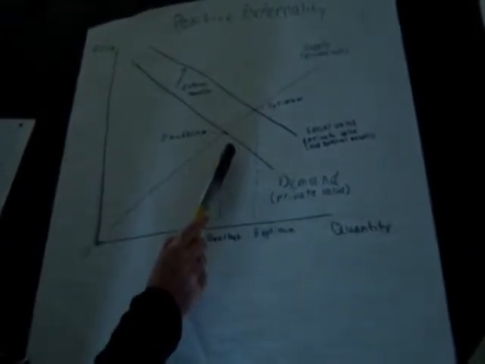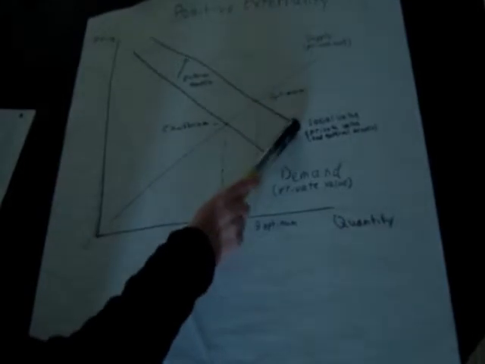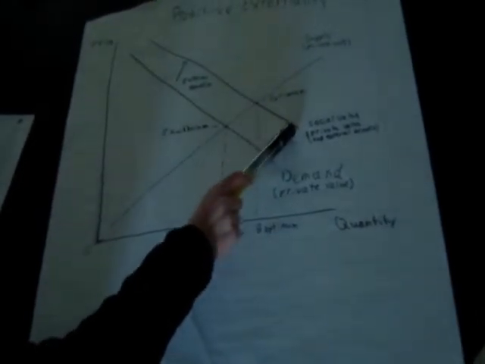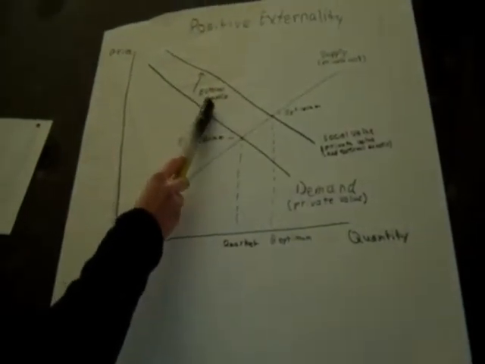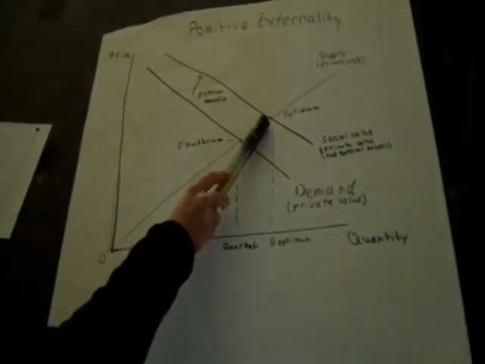Then, you shift the demand curve right to create the social value, which is the private value and external benefit. In between these two is the external benefit, and which creates the optimum.